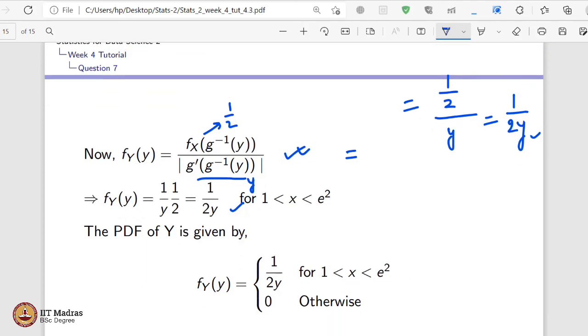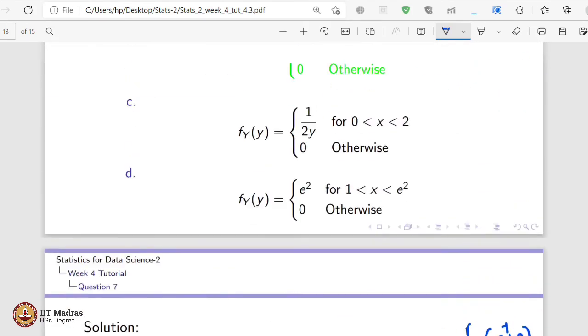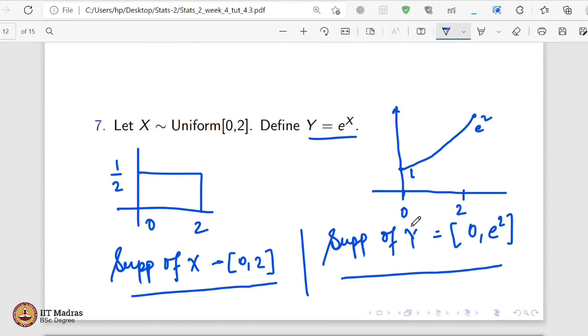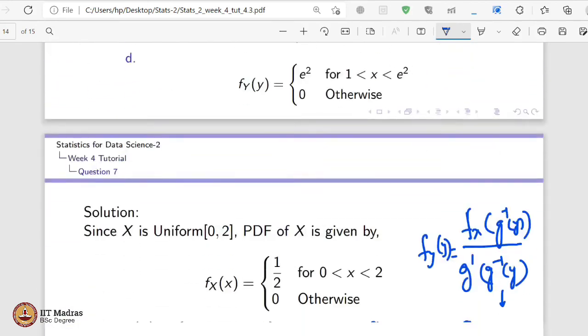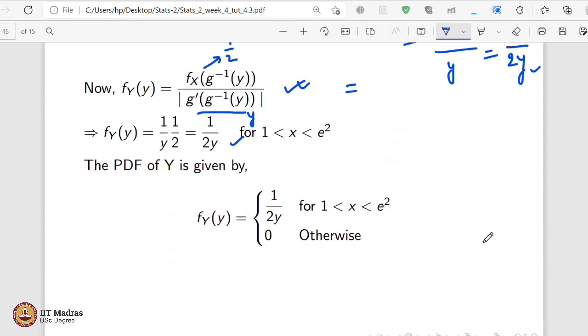Okay, sorry, the support of y would be from e to the power 0 to e to the power 2, that is from 1 to e square. So for the support of y, from 1 to e square, we'll have the PDF as 1 upon 2y, and 0 otherwise.